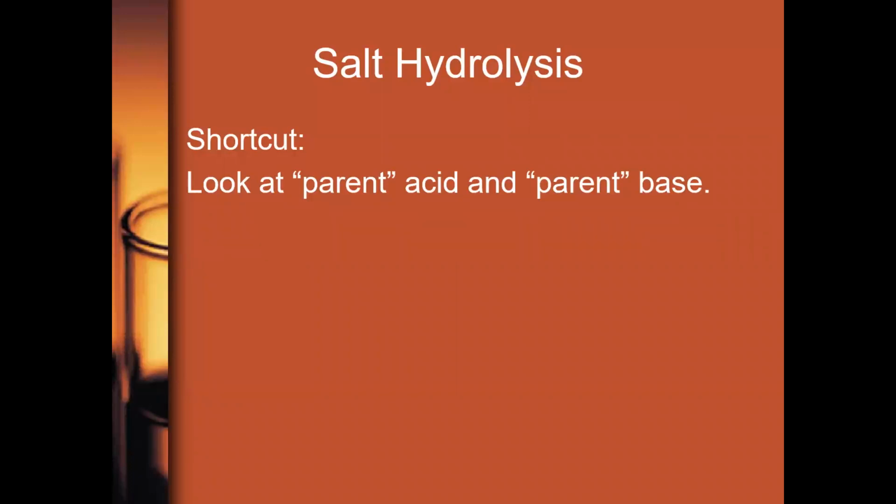All right, there is a shortcut if you're just trying to do something quick to decide what type of problem you need to do. For the shortcut, you can simply look at what is the parent acid and parent base of the cation and anion. So for this ammonium chloride, we can say, okay, well, ammonium is going to be related to ammonia, whereas chlorine is going to be related to hydrochloric acid.